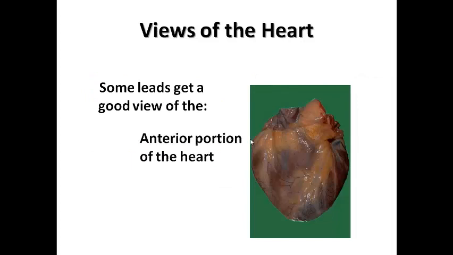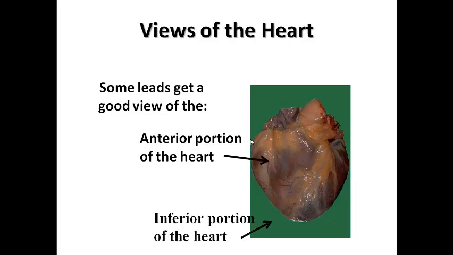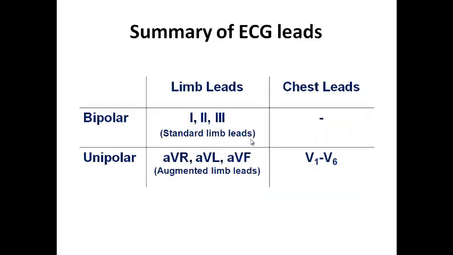If we want to imagine how the leads see the heart in this image, the anterior portion of the heart is seen by the limb leads. This is the inferior portion of the heart, which will be seen by some of the limb leads, and this is the lateral portion of the heart, which will be seen by the lateral leads, some of them in the limb leads and some of them in the chest leads.